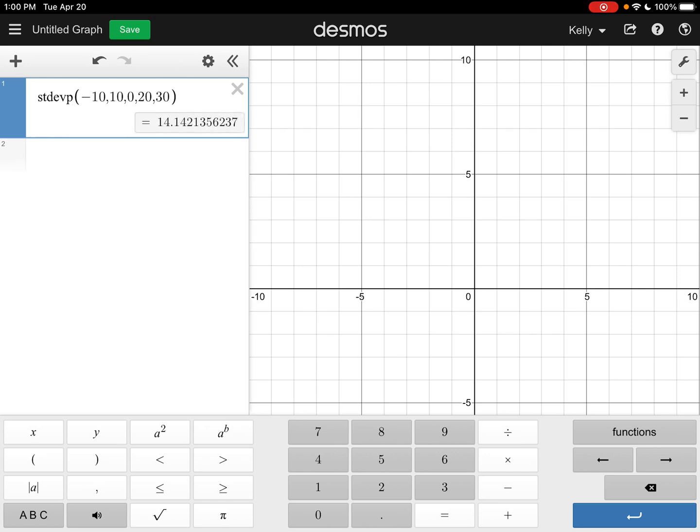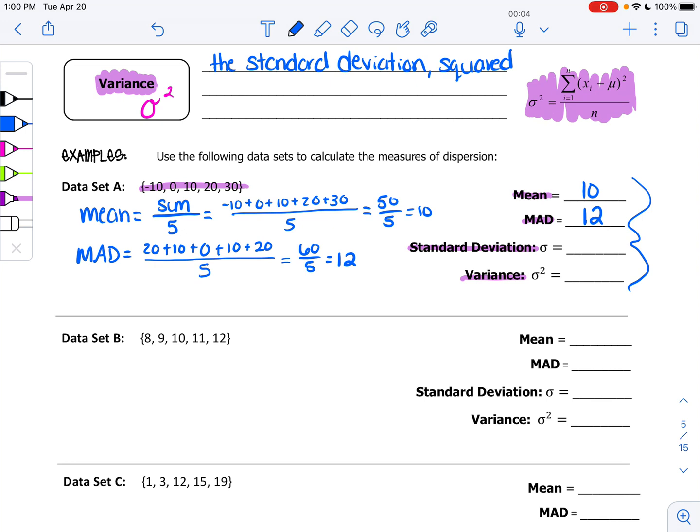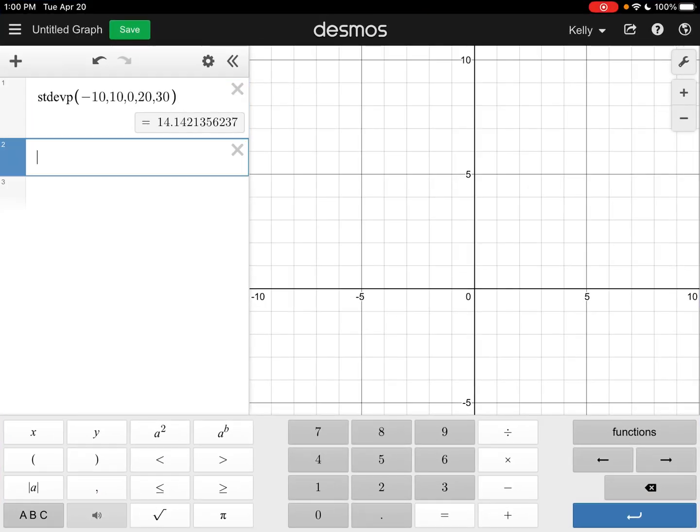You see that we get a standard deviation of 14.1, so we're going to round that to the nearest tenth. So our standard deviation in our notes is going to be 14.1. Now your variance, it's not going to calculate it for you, but that's just your standard deviation, that 14.1 squared. So if we go back to Desmos and we type 14.1 squared, we get a variance of 198.8.